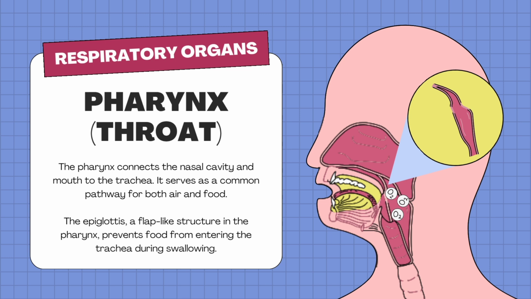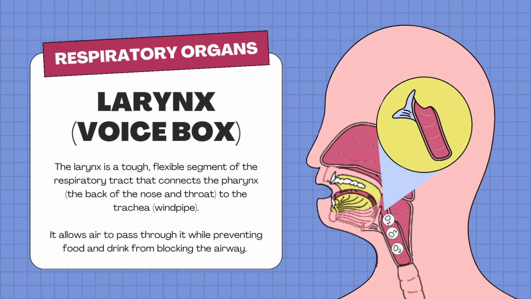Pharynx, the throat. The pharynx connects the nasal cavity and mouth to the trachea. It serves as a common pathway for both air and food. The epiglottis, a flap-like structure in the pharynx, prevents food from entering the wrong way.